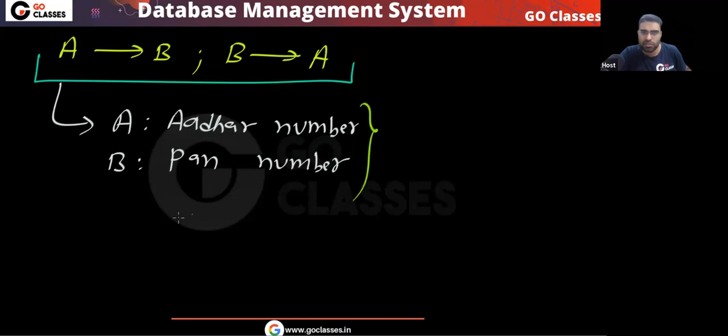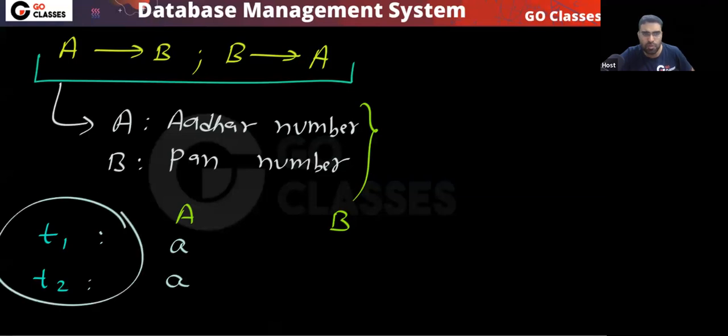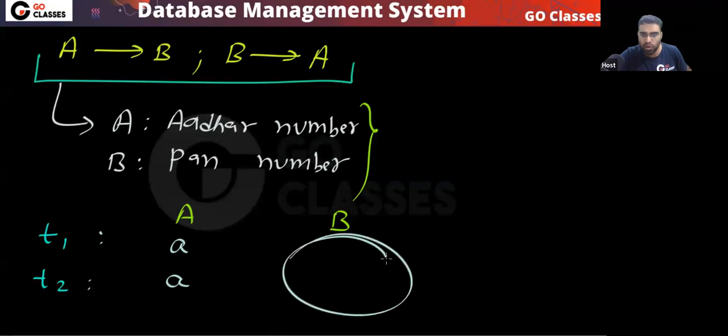For example, let's assume this is your Aadhaar card number, this is your PAN card number. Now you tell me, if in these two tuples I put the same Aadhaar card number, then can I say they will have the same PAN card number? Yes, they will have the same. They cannot have different PAN card numbers, right? So I can say they will be the same.